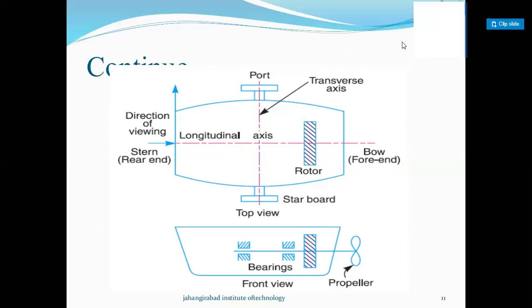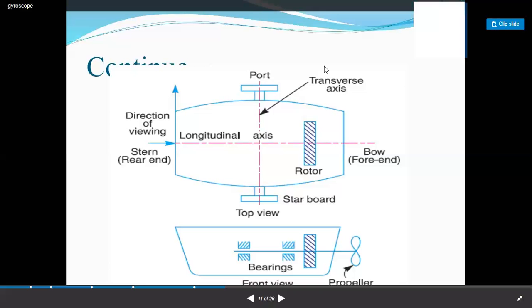Now, some ship terminology: bow, stern, starboard, and port. Starboard is the right hand side of the ship looking in the direction of motion, and port is the left hand side of the ship looking in the direction of motion.